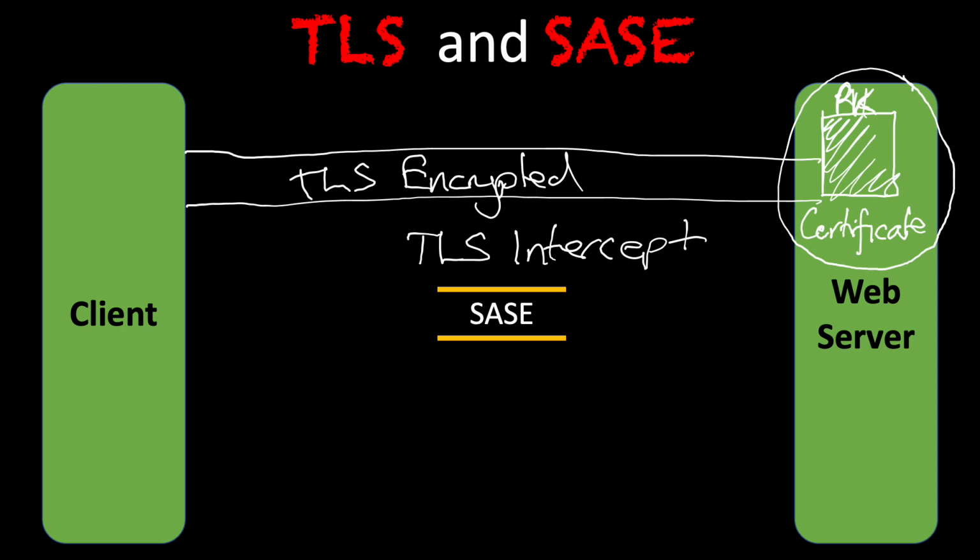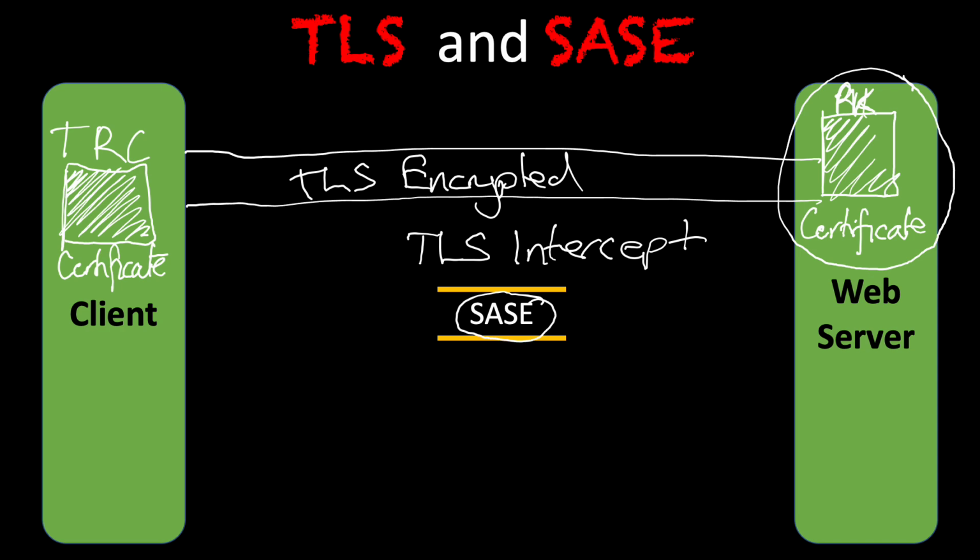What's going to happen is the SASE platform installs something called a client certificate. The SASE platform can push that client certificate in a number of different ways, such as through an agent install, or it can be installed manually. This certificate is a trusted root certificate issued by our SASE provider, and it's important because it is what allows the SASE platform to intercept that traffic and decrypt it.